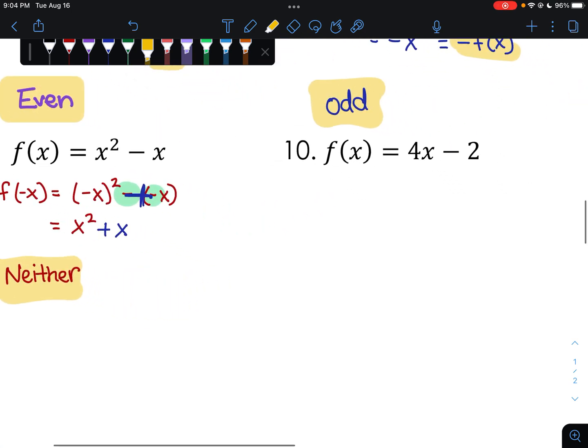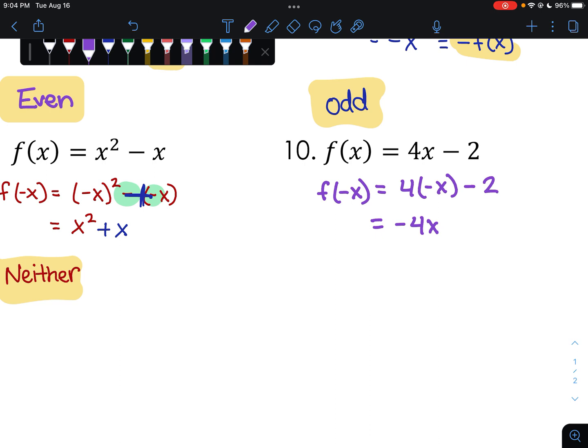Looking at number 10, f of x equals 4x minus 2. Well, again, we evaluate at f of negative x. We plug in negative x anywhere we see an x. 4 times negative x is a negative 4x. And then that minus 2 is a constant, so it stays the same. Since it stays the same, we can see, does it end with what we started with? And it doesn't. Okay, those are not the same equations.